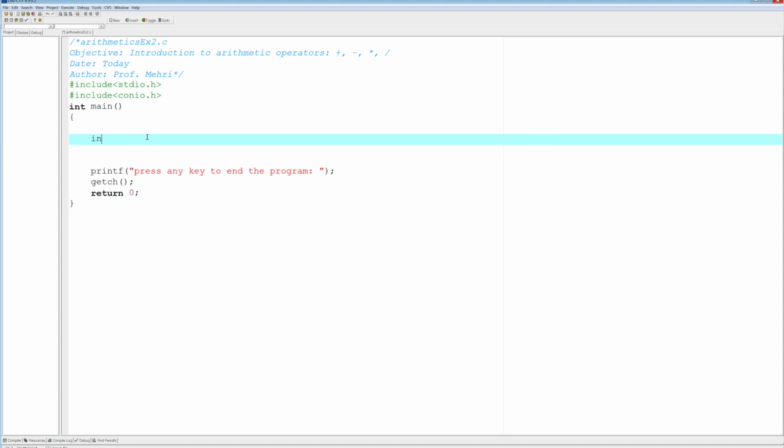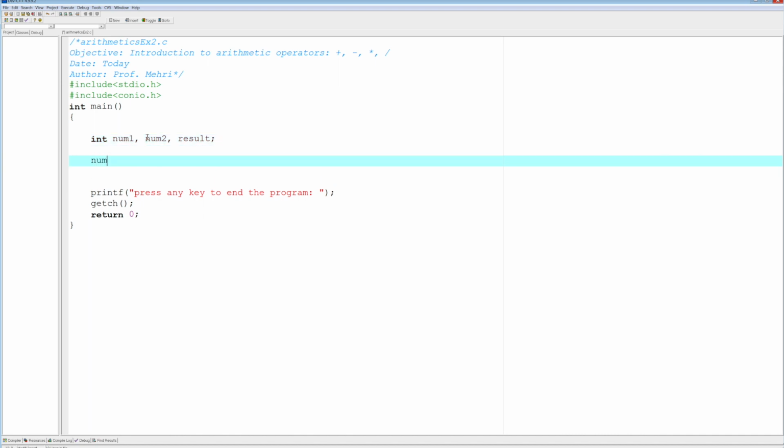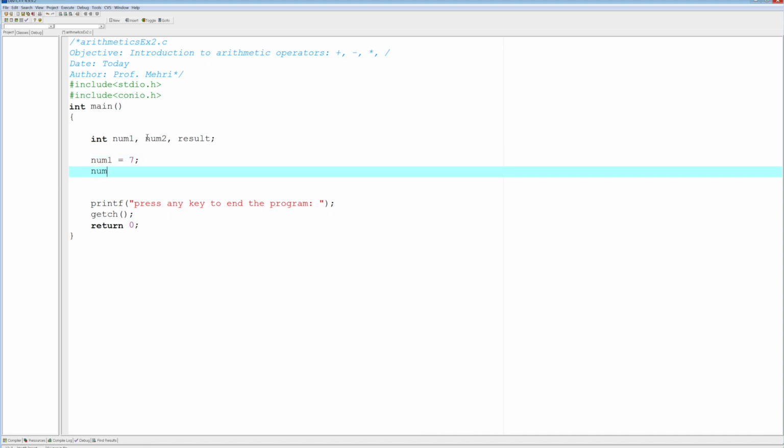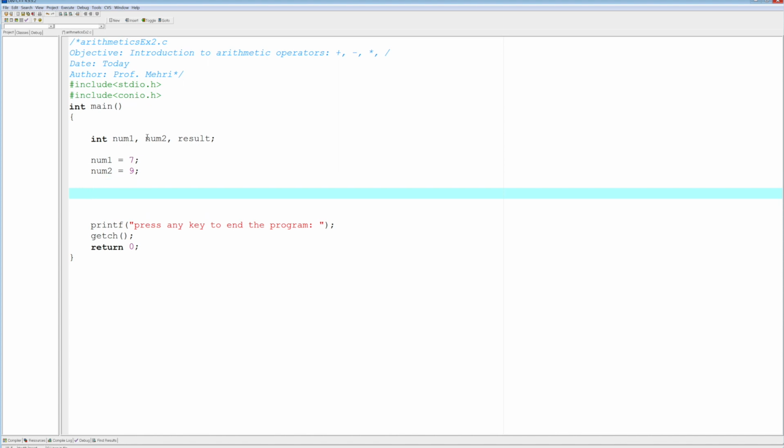So let's say I have two variables, num1 and num2. And let's say I also have something to store the result. Now, these are all integers, okay? So we could set values for either one. So num1, let's say, is equal to 7 and num2 is equal to 9. Then a multiplication of these two, the content of these two variables, would look like this. Result equals num1 times num2.